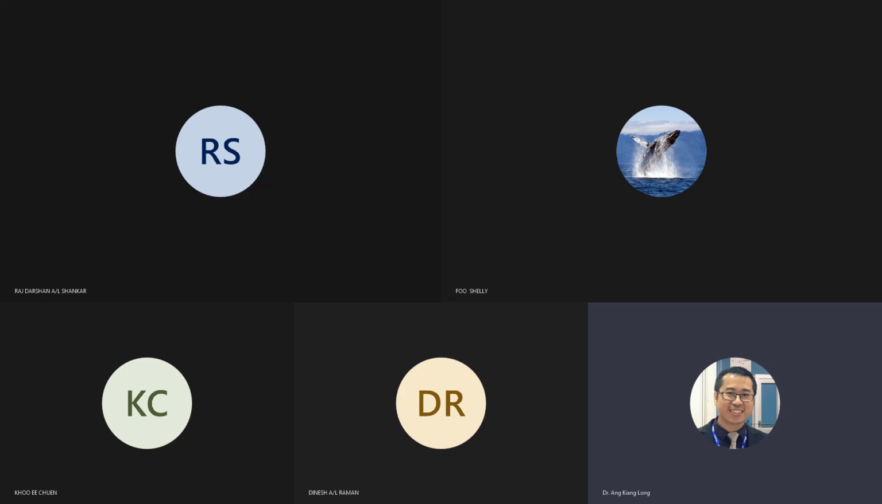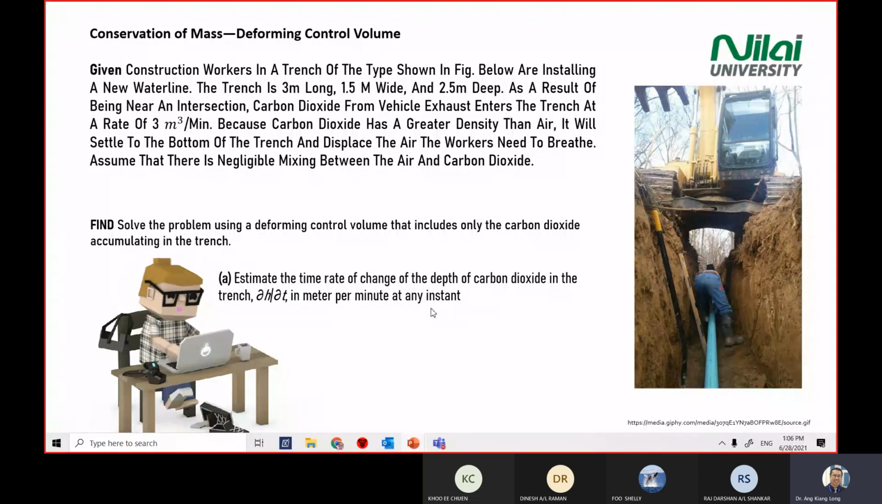Deforming control volume. As you can see on the screen here, it will be the same as your tutorial question number 16. However, in number 16, there is no diagram like you see on the PowerPoint slides. It's just a statement. So you need to imagine. Sometimes the question does not give you a diagram, so you need to imagine it from the statement.